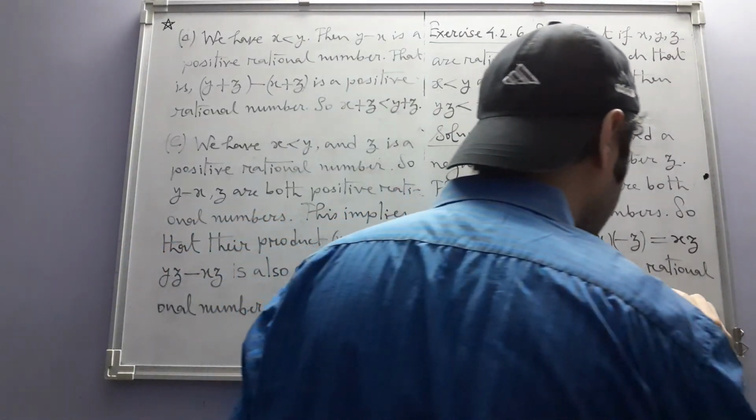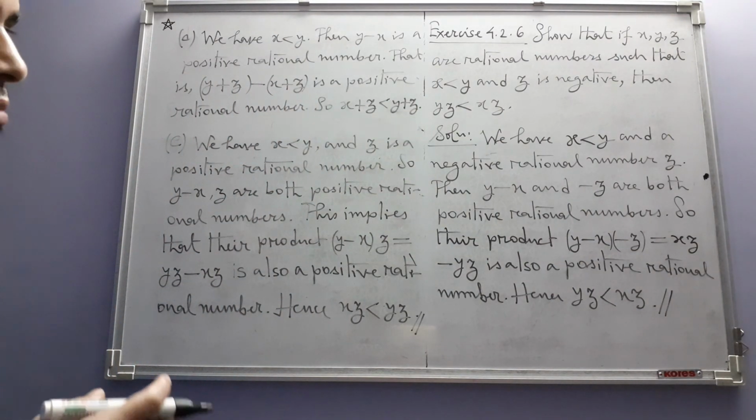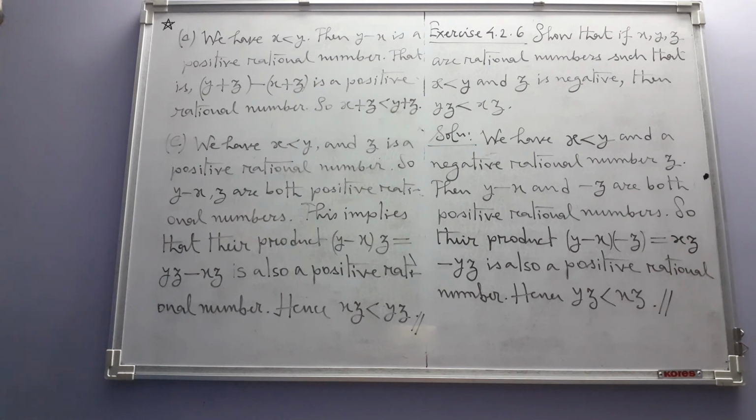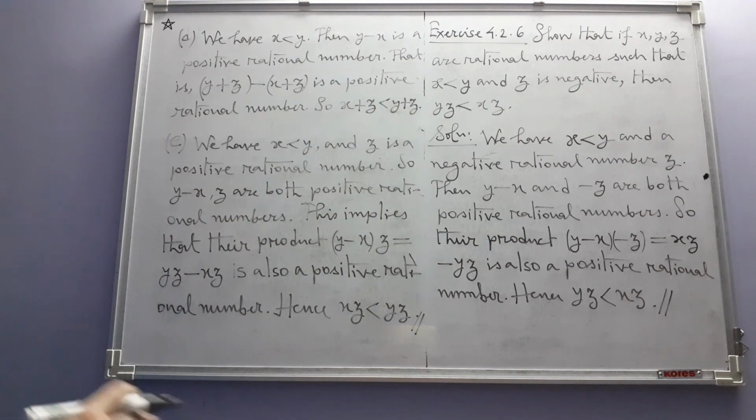So this completes the current set of exercises. From the next video we will look at the section 4.3. Although the system of rational numbers has been built completely and we have proved all the basic things that we need to prove, there are more things in this system that we need to know about. So we will look at them in the next section.